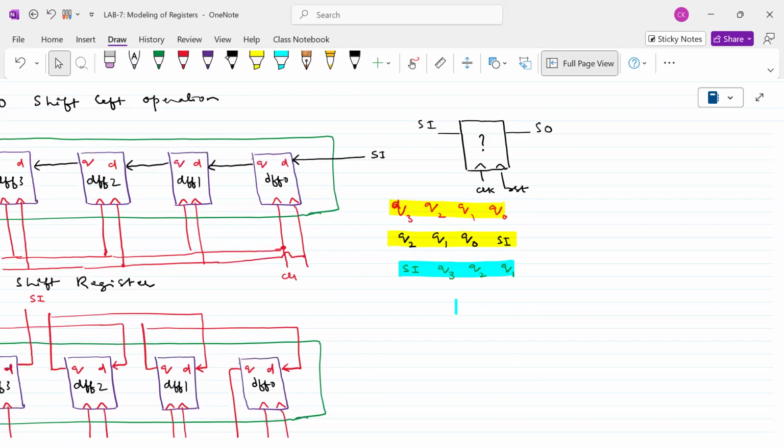Serial in, serial out. That means it depends upon the size of the serial in, serial out, whether it's 4-bit or 5-bit or 6-bit or say 32-bit or whatever it is. Is this point clear?